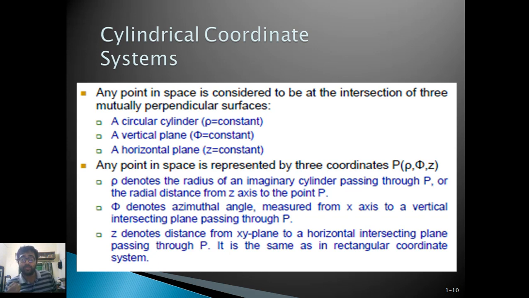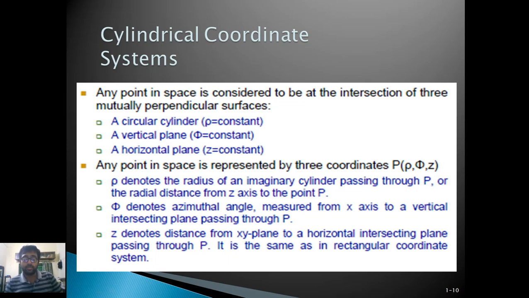Now phi is practically a constant. Its value will be between 0 and 2 pi, and it is a measured angle, measured from the x-axis to the vertical intersecting plane passing through P. And z denotes the distance from the xy plane to a horizontal intersecting plane passing through P. It is the same as in the rectangular coordinate system. In both the rectangular and the cylindrical coordinate systems, the value of z is the same.